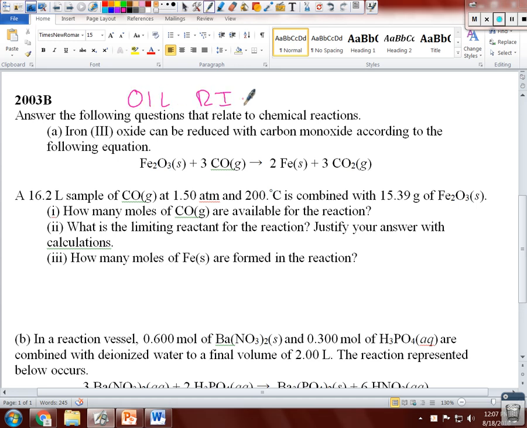Have we talked about this yet? Oil rig. So what it means when it says can be reduced. Reduced means what? It gains electrons, but the charge does what? The charge drops. Remember when we were doing oxidation numbers a long time ago?